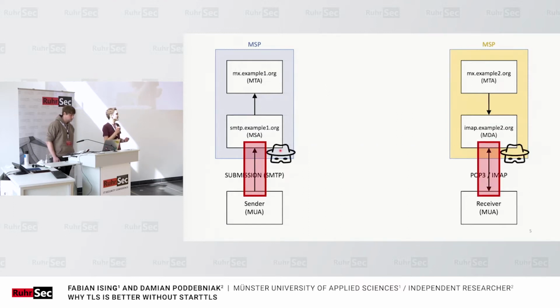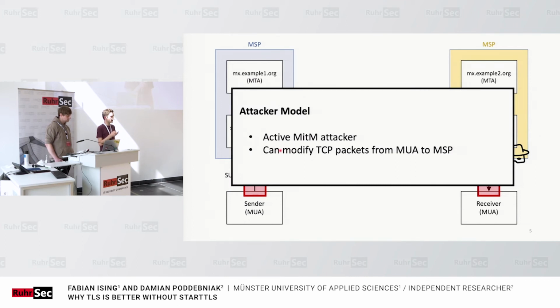However, at least in our opinion, the first and the last hops are the most critical ones, because in these steps, user credentials are transmitted. So just a single insecure connection gives full access to the victim's mailbox, with all catastrophic consequences you might imagine from that. We therefore define our attacker model as follows. We assume an active meddler in the middle that can manipulate TCP packets in plain text, but not break TLS in any way. So no actual TLS attacks here.